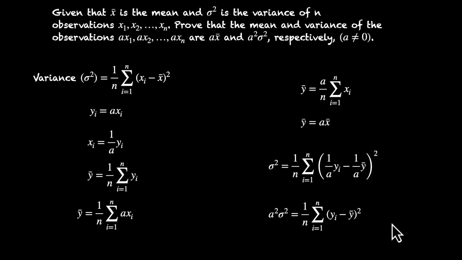And we can take this one step further. We can also say that if we take the square root, this becomes a times sigma. This means our standard deviation also becomes a times our old standard deviation. So mean becomes a times, standard deviation becomes a times, and variance becomes a squared times our old variance.